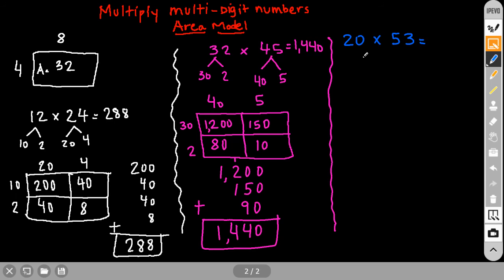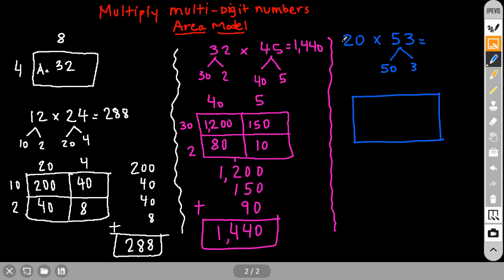53. Okay, so first thing we do, we decompose these numbers. Now here, this 2 represents 20. Well, this is already 20, so I don't need to decompose this one because I don't have anything in the ones place. I just have the 20. Now here, yes, this is 50 and this is 3. So I have to put 50 and then the 3 because 50 plus 3 equals 53. Okay, now that we decompose that, we make our rectangle for the base, for the area model.